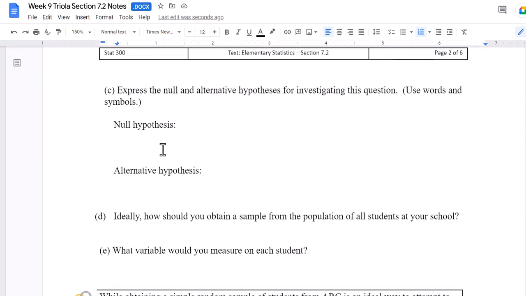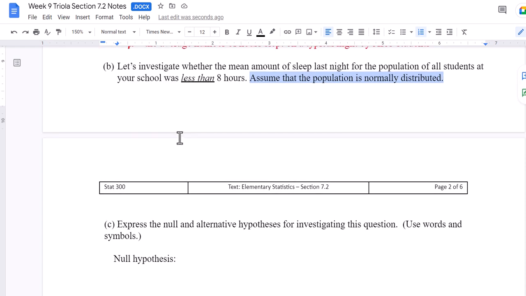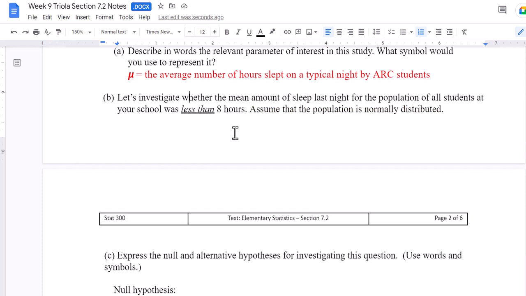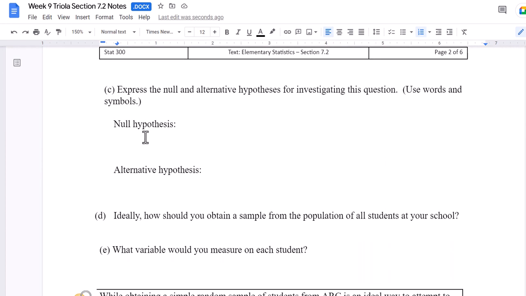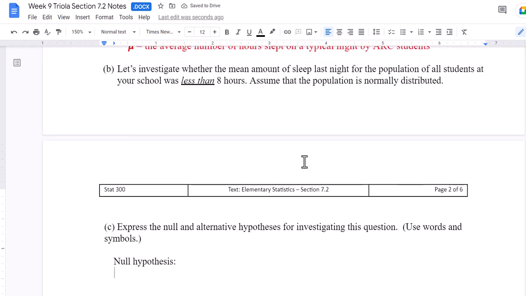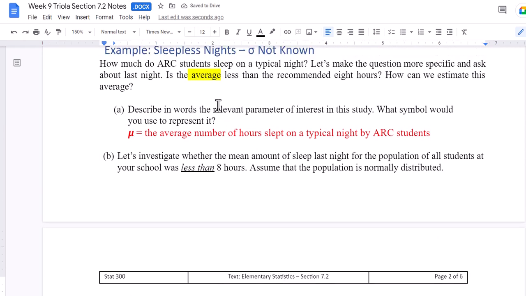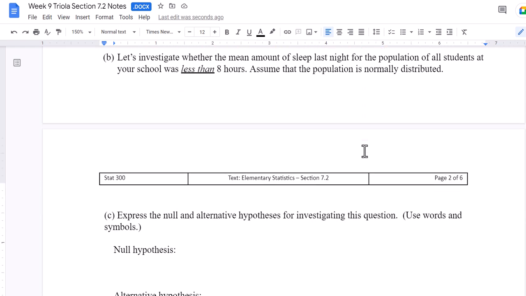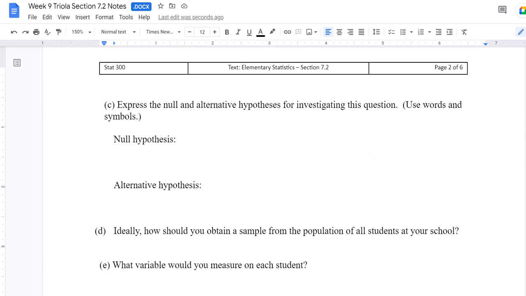Now, express the null and alternative hypotheses for investigating this question. Use words and symbols. So we want to investigate whether the mean amount of sleep is less than 8 hours. So the null hypothesis is usually the standard, right? The claim. So the standard is the recommendation is that people sleep on average 8 hours. So that's going to be our null hypothesis.